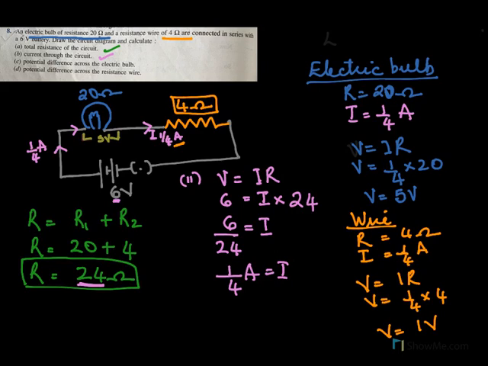And have you noticed something here? V equals V1 plus V2. The total voltage was 6 here. This 6 is equal to the voltage across the bulb, which was 5, and the voltage across the wire, which was 1.